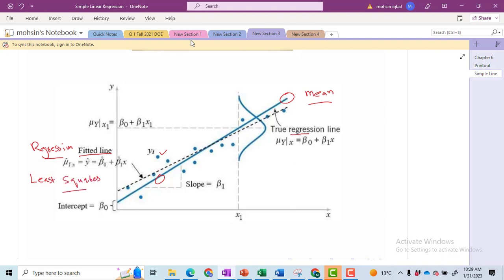Now we will fit the line among these data points in such a way that the distance from the point to the line will become minimum. For example, this is the point and this dotted line. This distance should be minimum, and this is only possible if we use the method of least squares.